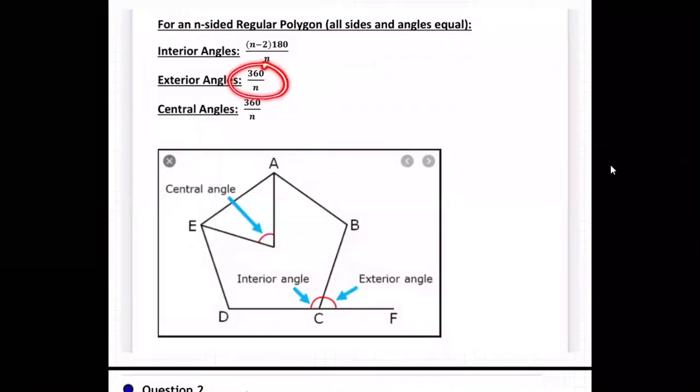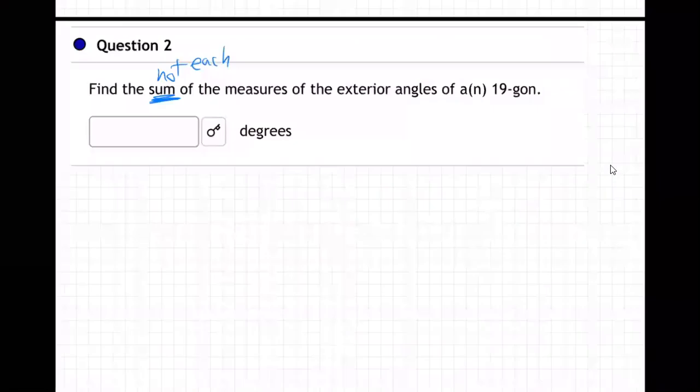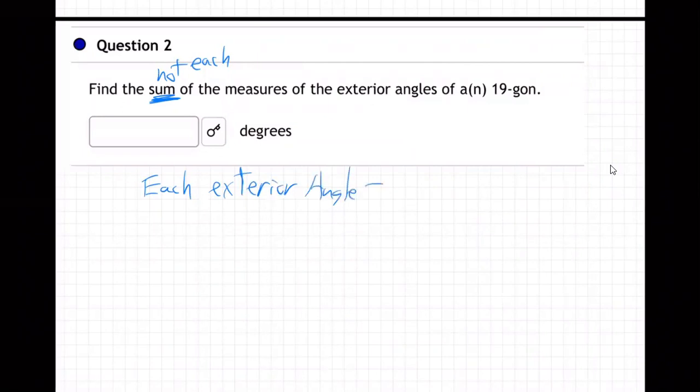So I'm going to grab the exterior formula. By the way, notice those guys are the same. The formula for exterior and central are the same, it turns out. So exterior is 360 over n. So I'm going to go, okay, 360. But that's each. Let's be careful here. Each exterior angle is 360 over n.